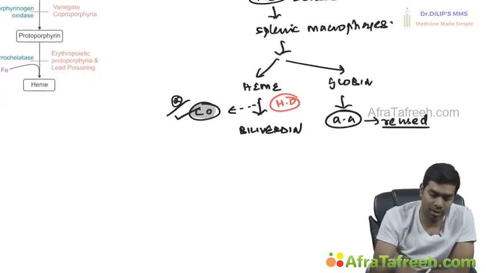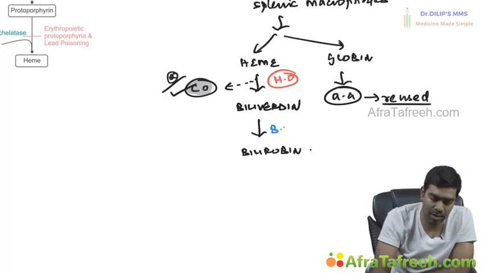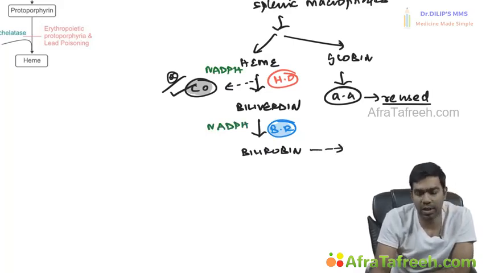So you have heme oxygenase which produces biliverdin. This biliverdin is further converted to something called bilirubin, which is done by an enzyme called biliverdin reductase. And both these steps need NADPH as a cofactor. You need NADPH at both these steps. And bilirubin is further taken down in the liver and the enterohepatic circulation.